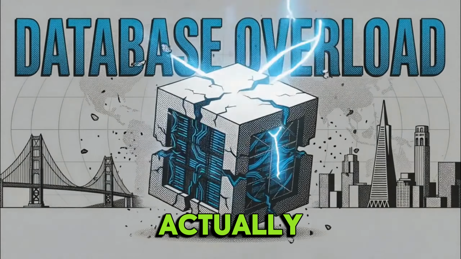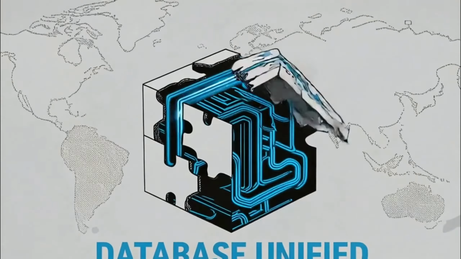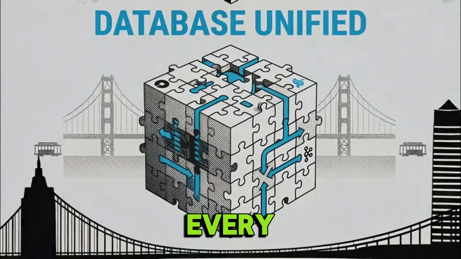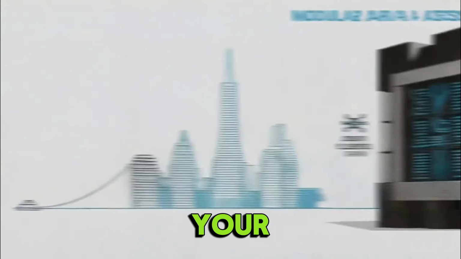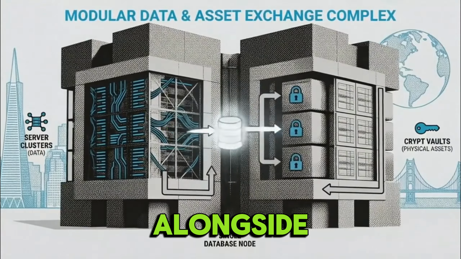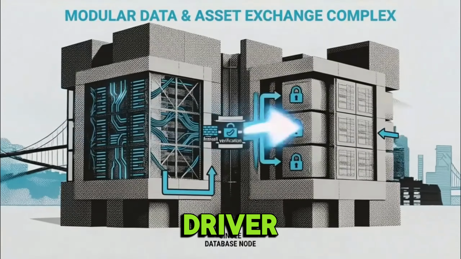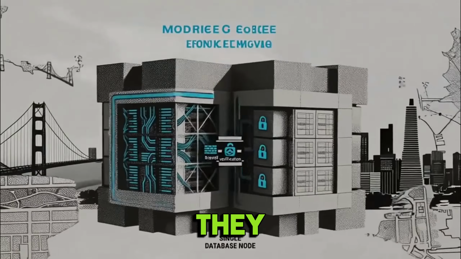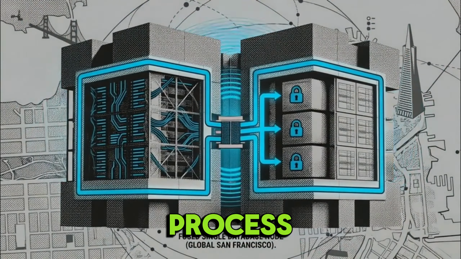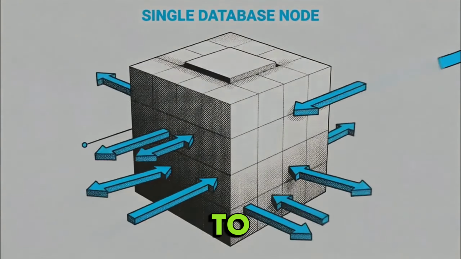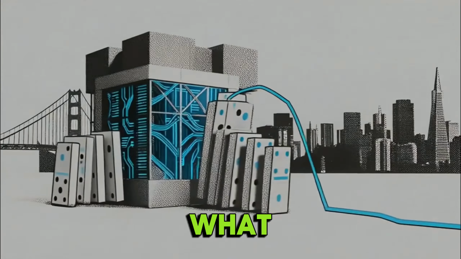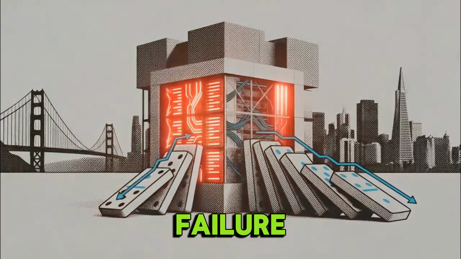Here is what breaking actually looks like in practice. When you have a monolithic application, every service is tightly coupled. Your ride matching logic is compiled alongside your payment processing logic, alongside your driver location tracking logic. They all run as a single process. They all read from and write to the same database. This creates what engineers call a cascading failure pattern.